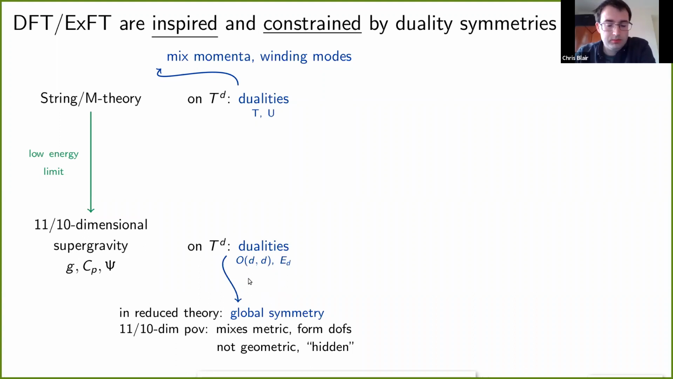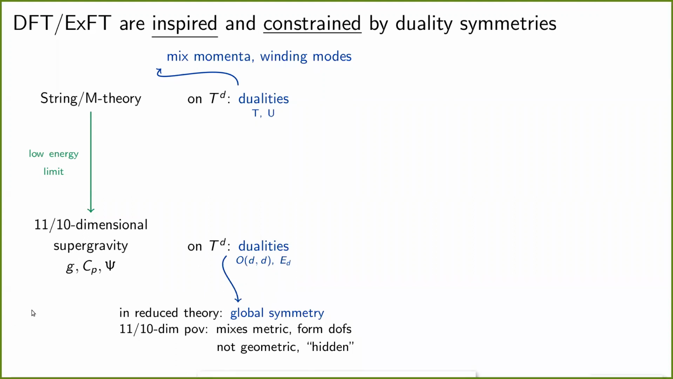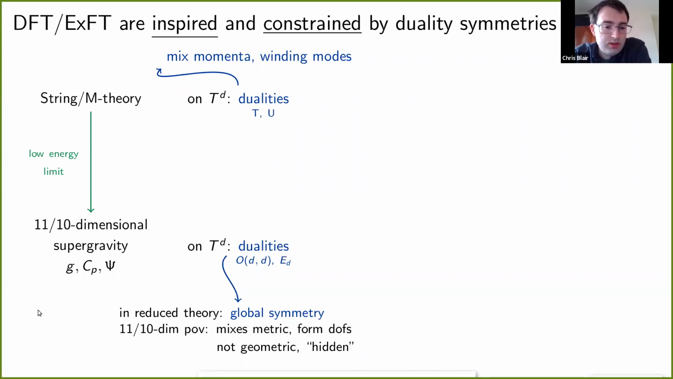And okay, this is an unexpected global symmetry that appears in the reduced theory. From the 11 or 10 dimensional point of view, it's a sort of hidden symmetry. You wouldn't naturally realize it was there. If you start with 11D supergravity, you have a metric and a free-form gauge field. There's no trace of something like an E8 structure, but it emerges when you dimensionally reduce.